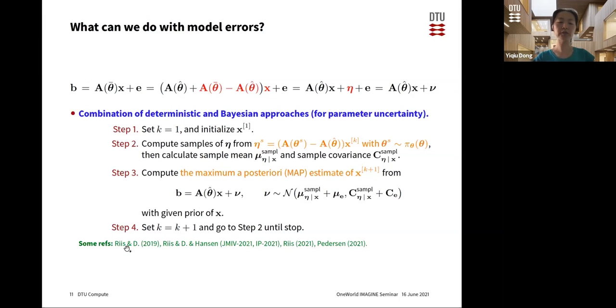This combination approach was first proposed in 2019. After that, we had another two journal papers on this type of approach. This one is a PhD thesis from Nikolai, and this one is a master thesis from Frederick in our group. In this master thesis, instead of uncertain view angle, they consider uncertain geometric parameters in CT scan, but in a similar way.